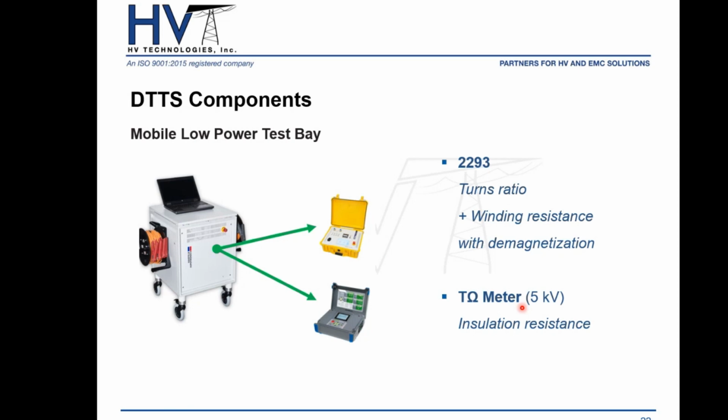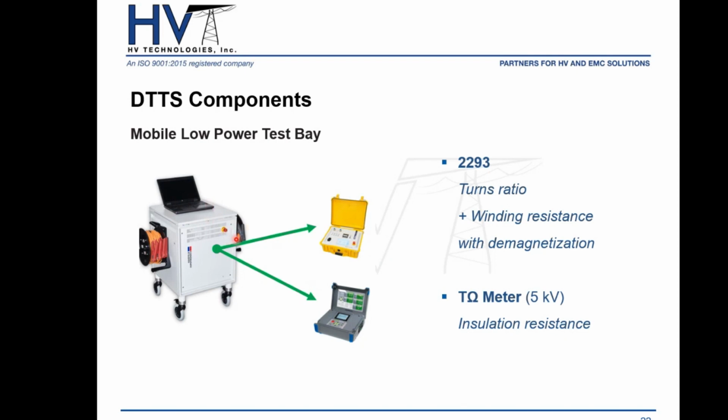And also we have the optional low power test bay. With the low power test bay, this is where you'll have your turns ratio and winding resistance with DMAG and your insulation resistance measurements. This is a mobile unit that's apart from the container. It comes with its own laptop that does connect to the DTTS software.